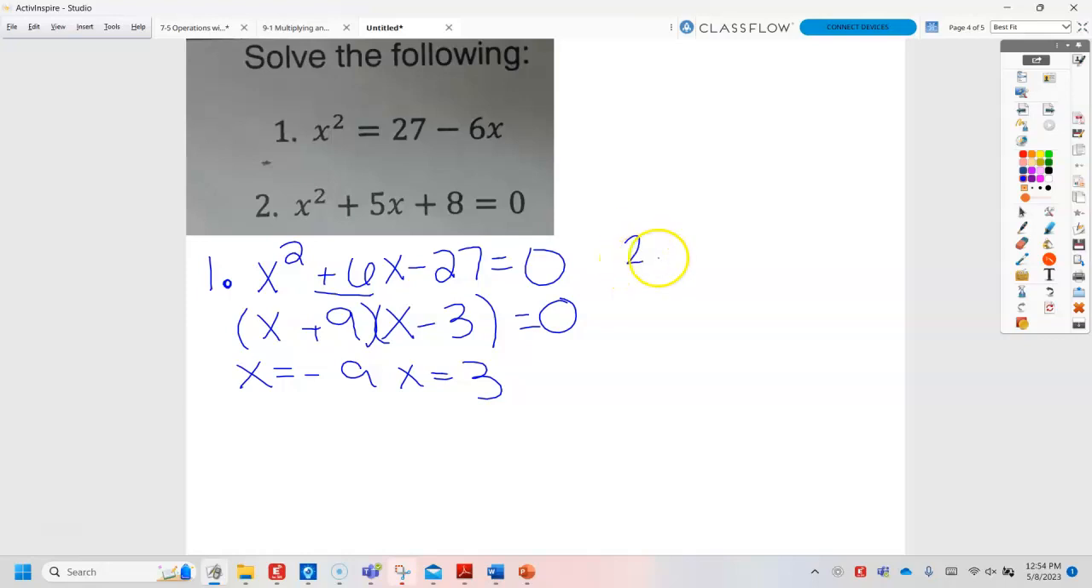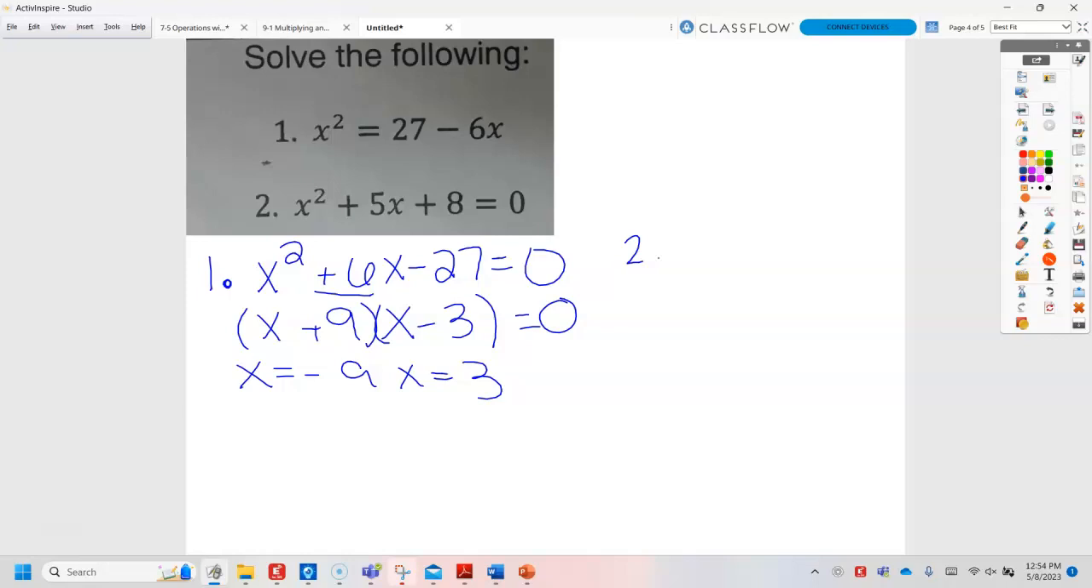Number 2 is already in standard form. Number 2, however, is not factorable. There are no factors of 8 that sum to 5. Factors of 8 are 1 and 8. That's going to give you 7 or 9. And 2 and 4. So those are going to give you 6 or 2.